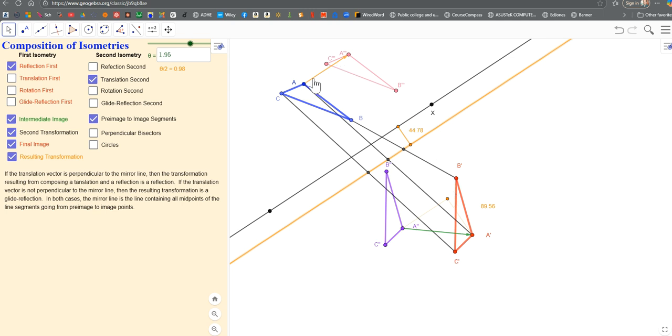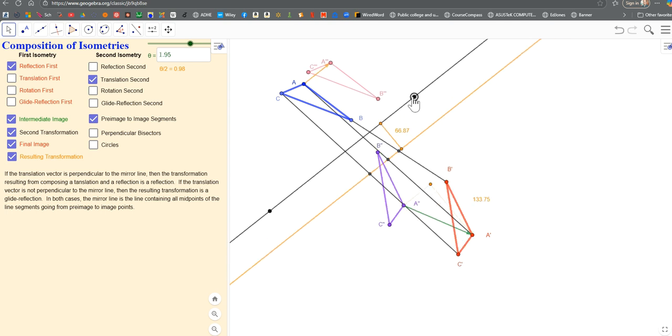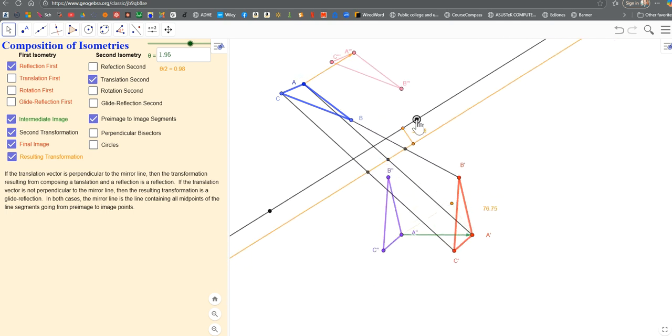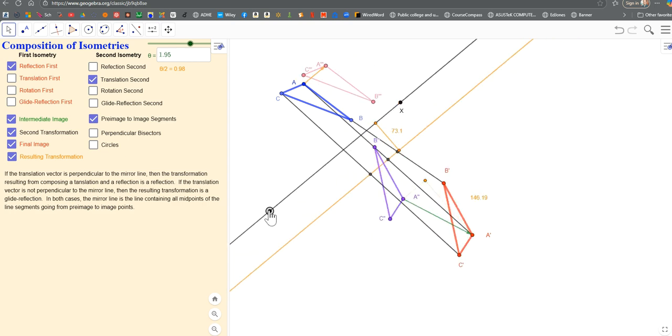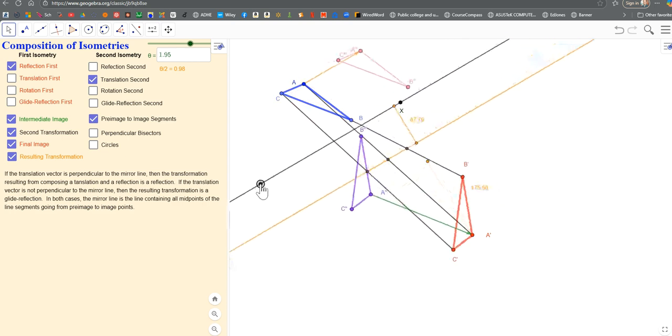And then the vector goes from A to A prime, and notice that is parallel to the mirror line here. So that's your glide reflection. So if you do the glide here and then reflect, you'll get the red final image. Now, how does that relate to the two mirror lines that we start with? Well, first of all, this mirror line is parallel to the original mirror line, which you can see as I'm moving this around.